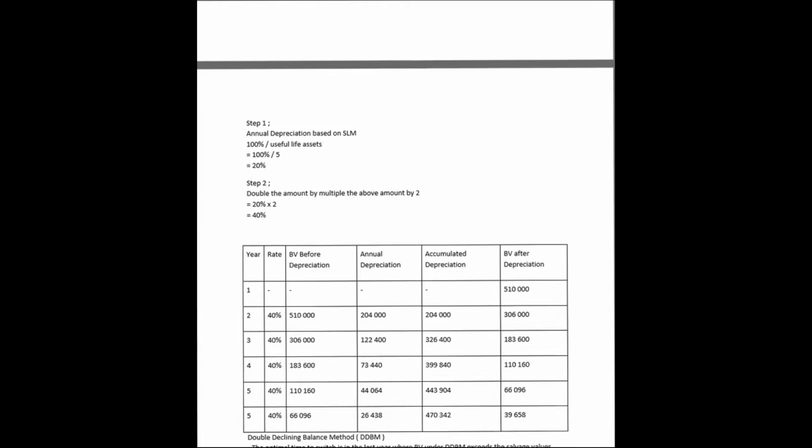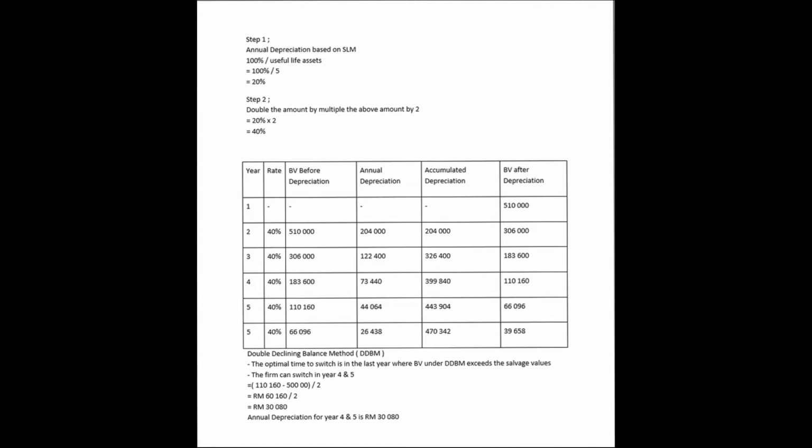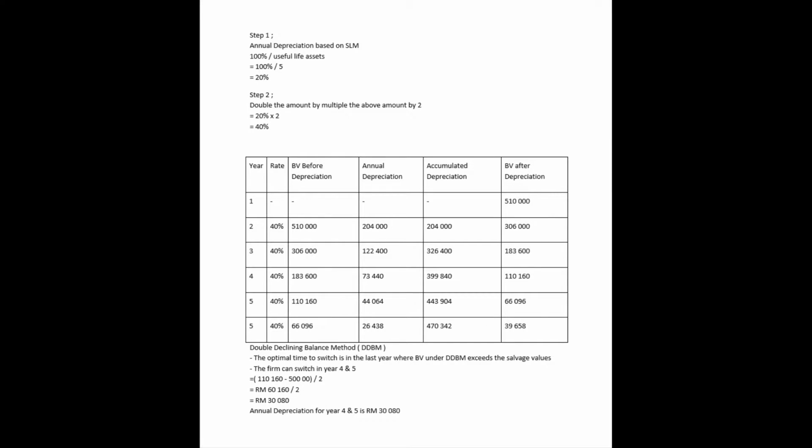Step 1. Annual depreciation based on SLM: 100% divided by the useful life of the asset. We got about 20%. Step 2. Double the amount by multiplying the above amount by 2. 20% multiplied by 2 equals 40%. So this is how you draw the table.